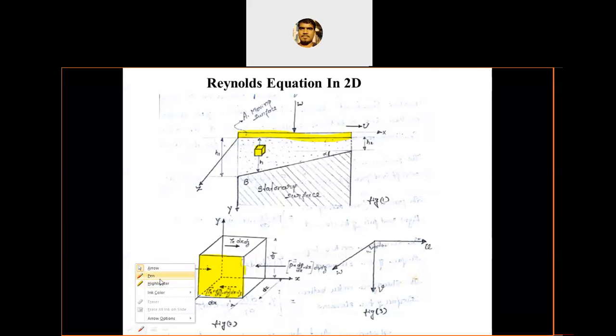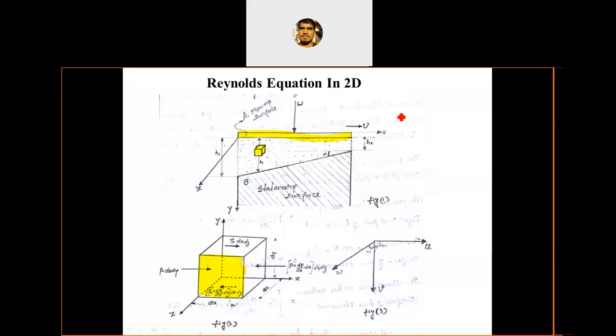Today we are going to discuss a very important topic called Reynolds two-dimensional equation for hydrodynamic bearing. In the previous class we discussed the important assumptions made for this derivation. We already discussed them, so based on the assumptions, we are going to derive.